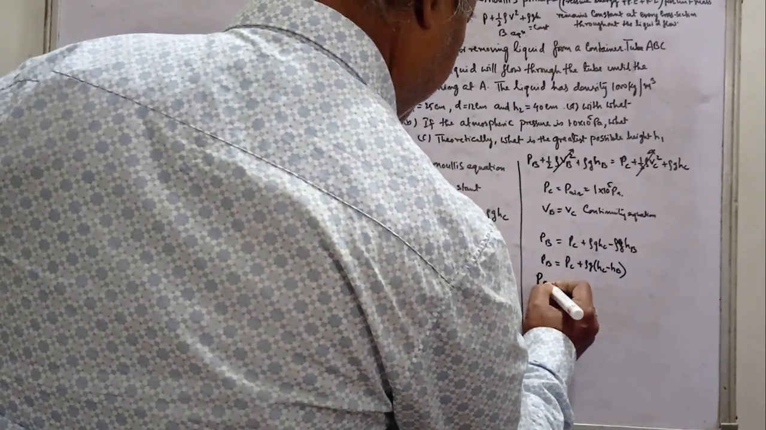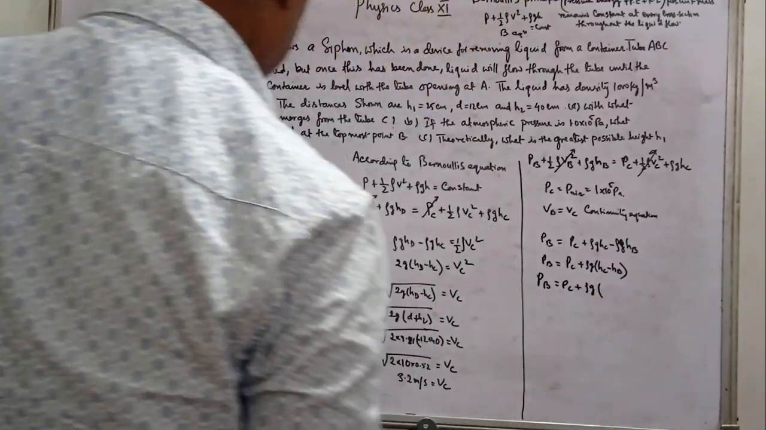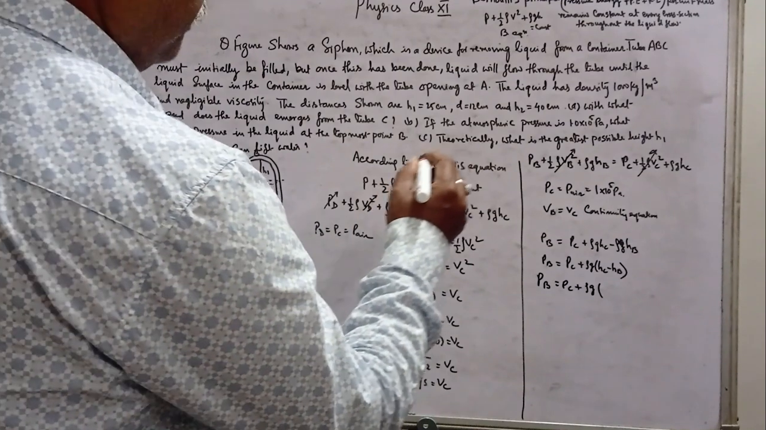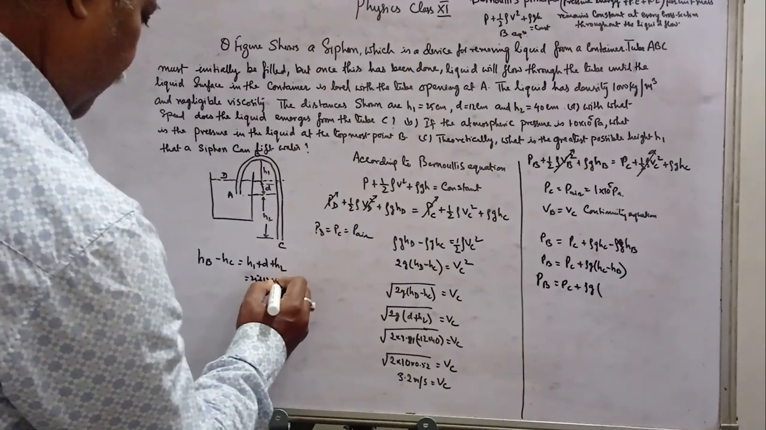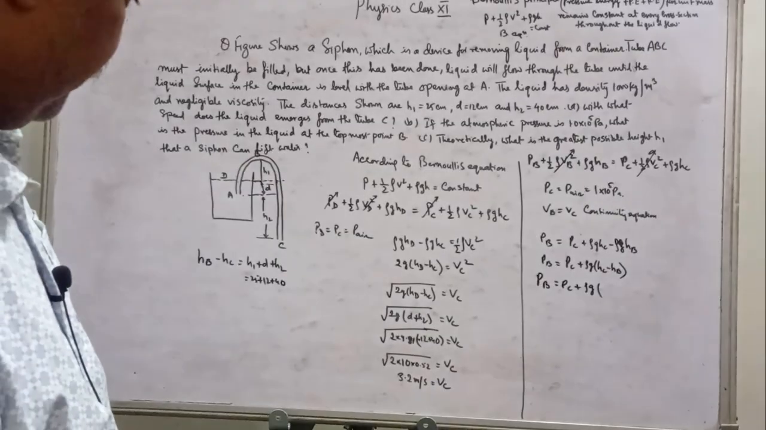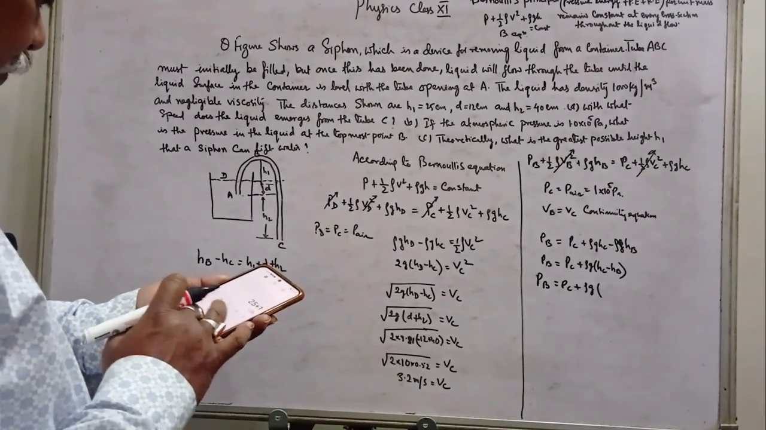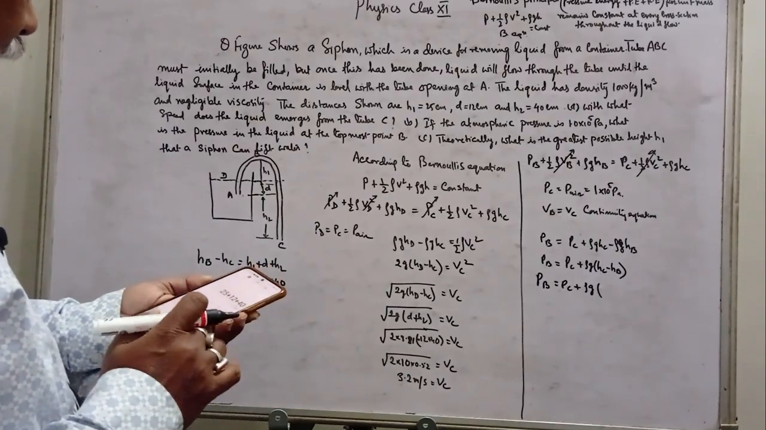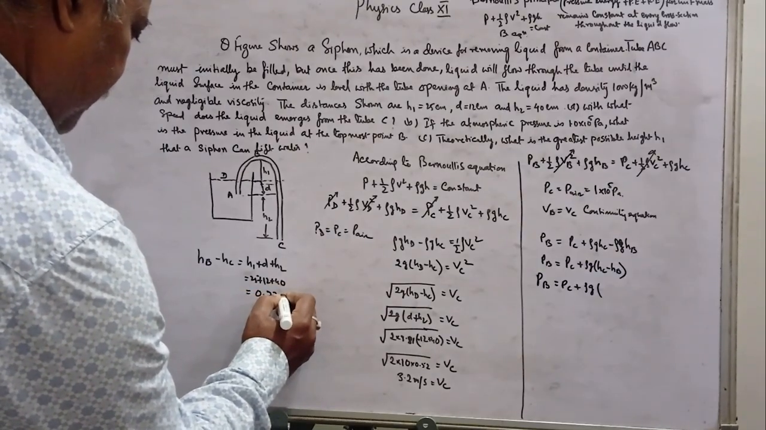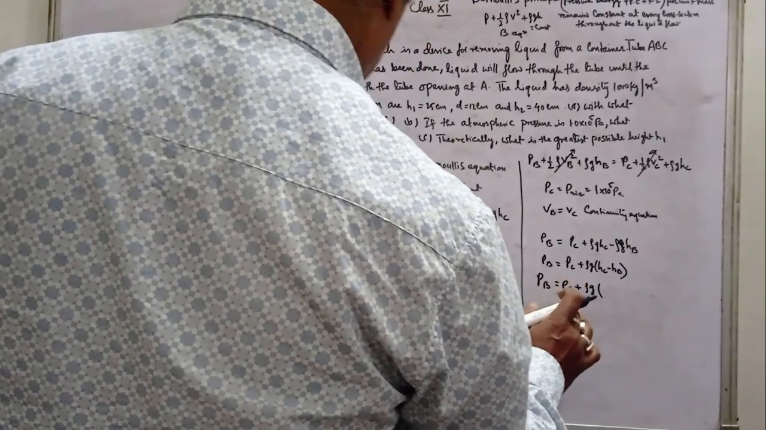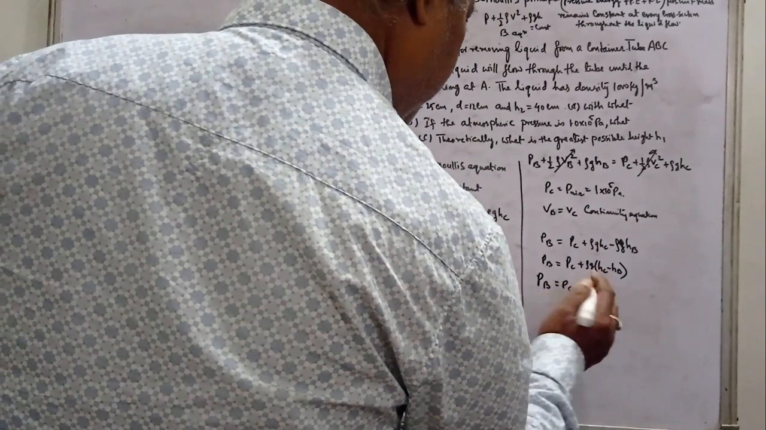So PB will be equal to PC plus rho G, and this will be 25 plus 12 plus 40. So this comes out to be 77, that means 0.77 meter. Since it is HC minus HB, this will be minus 0.77.